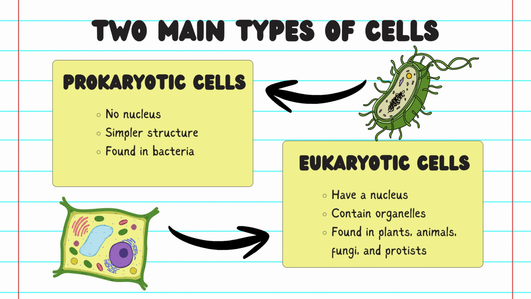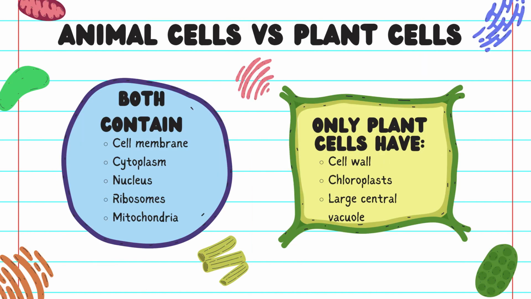Looking closely at prokaryotic cells, they have no nucleus, a simpler cell structure found in bacteria. On the other hand, eukaryotic cells have a nucleus. They contain organelles, and they are often found in plants, animals, fungi, and protists. Animal cells versus plant cells. Both cells contain the following: cell membrane, cytoplasm, nucleus, ribosomes, mitochondria. Only plant cells have cell wall, chloroplasts, large central vacuole.